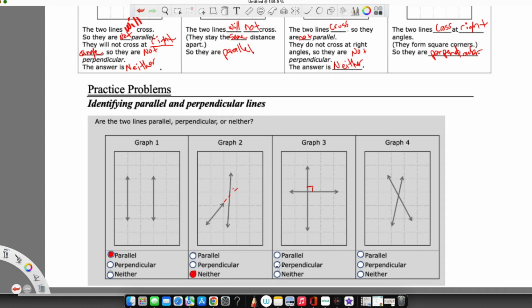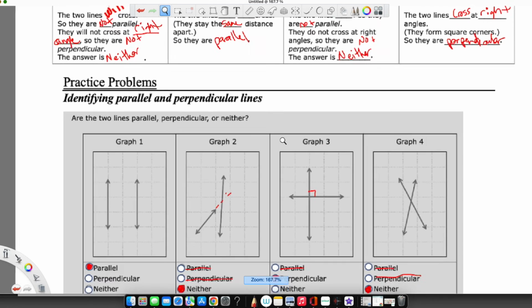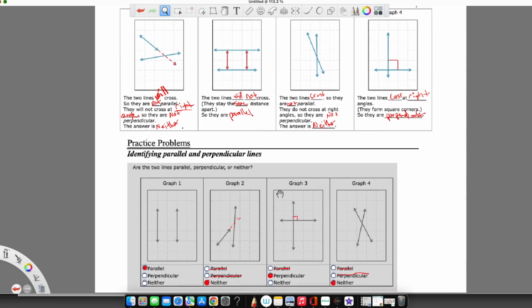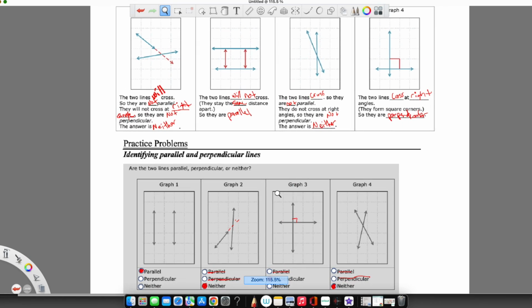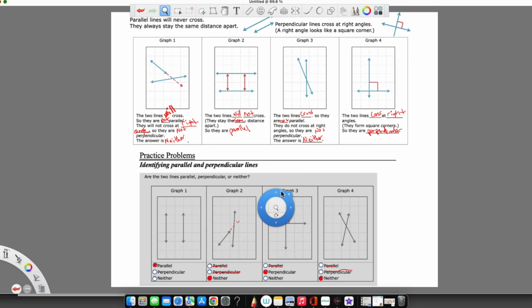These will cross, so again, not parallel. So I know right away, not parallel, not parallel, not parallel. And these ones are not perpendicular because they don't cross at 90. And this one, they do cross, but they do not cross at a 90, so they are not perpendicular either. So they are neither. All right, so this was just the basics of classifying parallel versus perpendicular lines based on their basic definitions. So go ahead and give that a try on Alex.